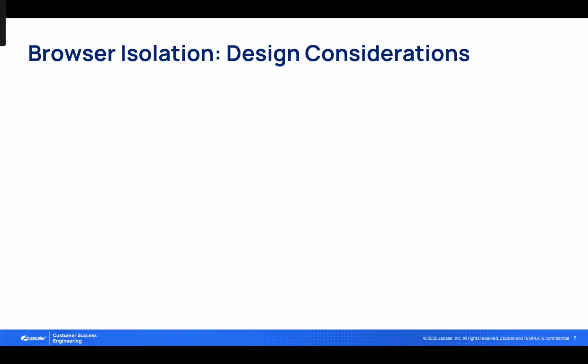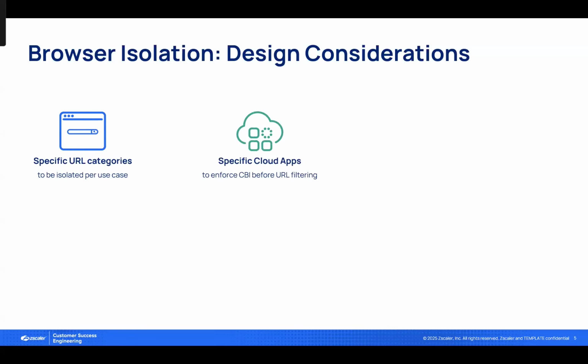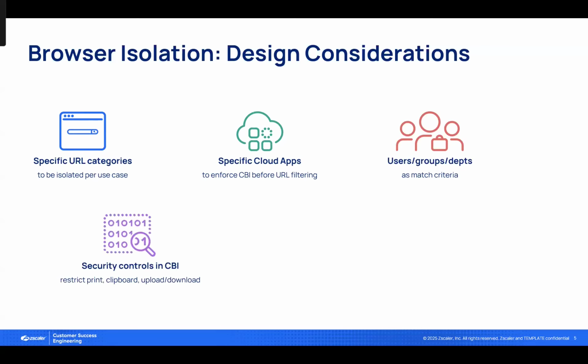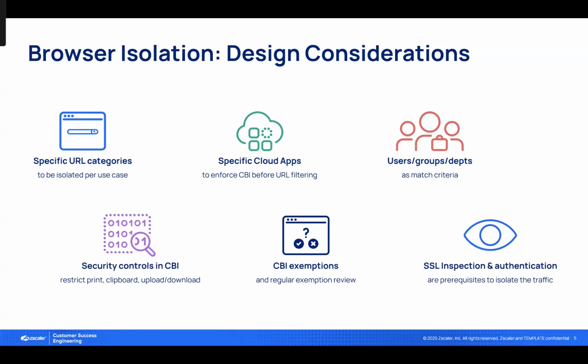Before we get into the leading practices for configuring browser isolation in our next video, let's talk about some design considerations you may wish to think of when considering when and how to apply browser isolation. First, which URL categories or URLs need to be isolated? What cloud applications need to be isolated? What users, groups, or departments should be isolated for those destinations? What security controls need to be enforced in isolation, i.e. will you allow printing, copy-pasting, uploading, downloading, etc.? What exemptions should be put into place to avoid isolating certain destinations? And what process are you putting in place to review the exemptions on a regular basis?